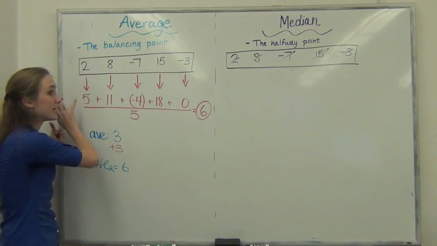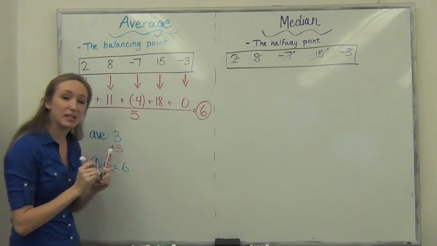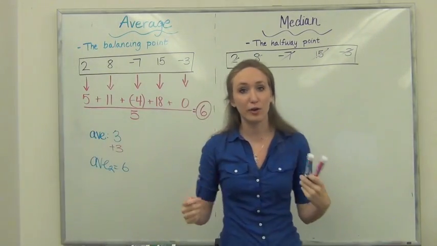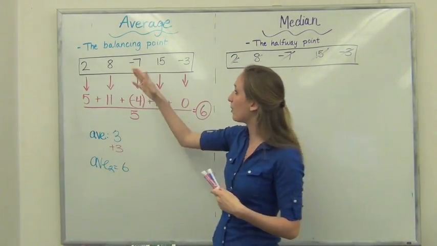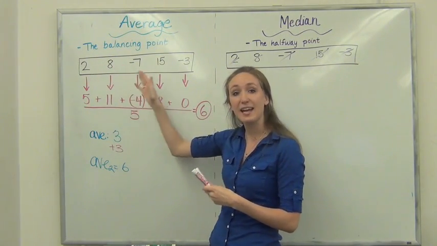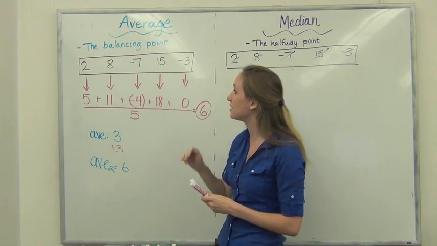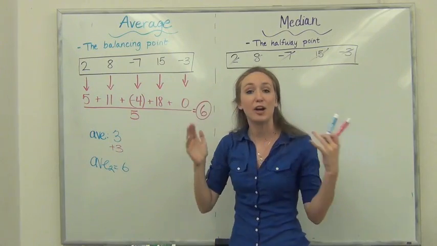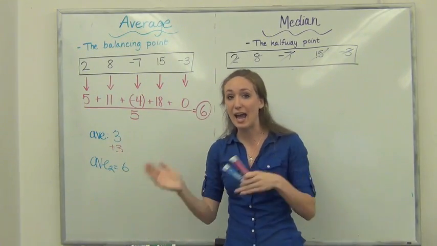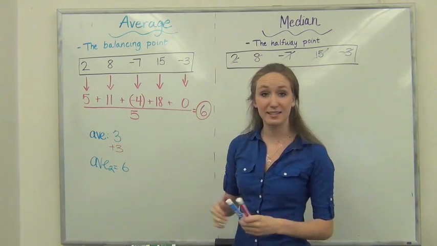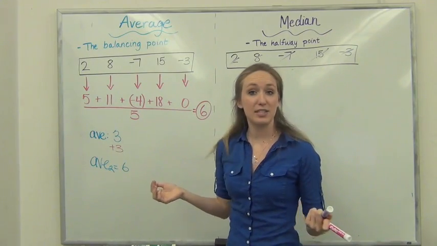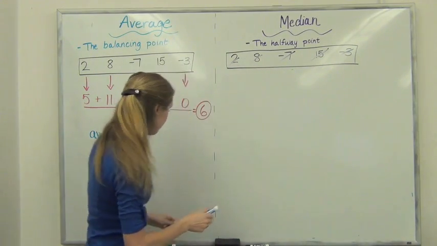So really, we did a lot of work that we didn't have to do, because this is going to be a rule that we see over and over again. When you change each number by adding or subtracting the same amount to each individual number on the list, your average is also going to be added or subtracted by that same amount. Let's see if the same rule holds up for the median.